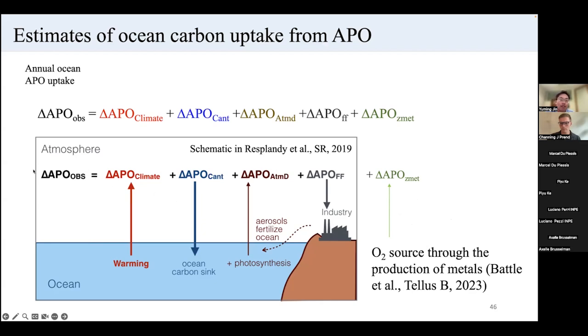So we can observe the APO decrease in the atmosphere. We can quantify the fossil fuel burning impact. I learned the ZMAT term from Battle. I learned the deposition term from models. And the APO climate term is scaled from the ocean heat content, which leaves the APO anthropogenic as the residual, and this can tell us the ocean carbon uptake from oxygen observation.